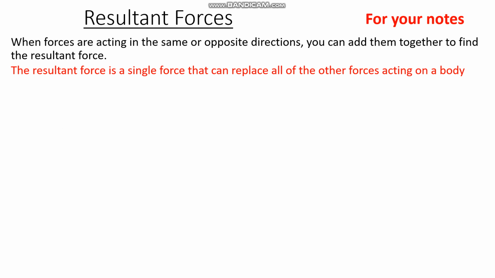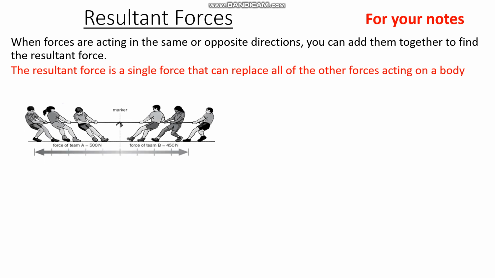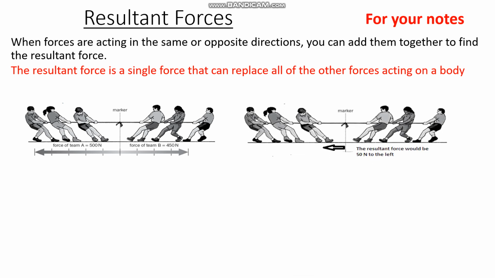Let's take a simple example whereby we've got a tug of war team here. Tug of war team A are pulling to the left, tug of war team B pulling to the right. A are pulling with a force of 500 newtons, B with a force of 450 newtons. Well, common sense would tell us that Team A are going to win. How much are they going to win by? They're going to win by a force of 50 newtons.